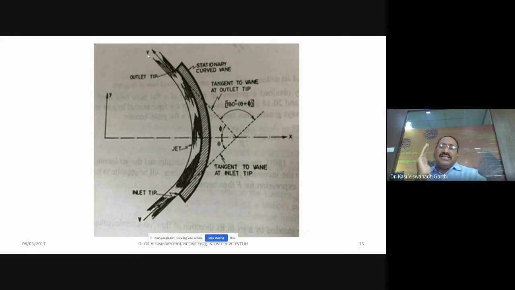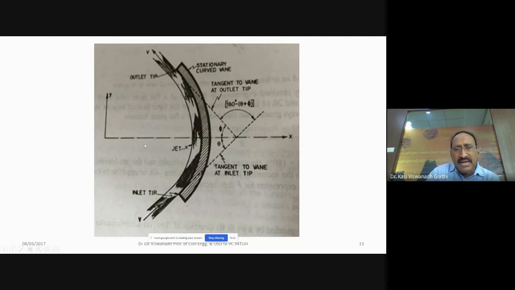So where the liquid jet is entering is called inlet tip. Where the liquid jet is leaving is called outlet tip. You see here, this is the inlet tip. Velocity v is the velocity of the incoming liquid jet, which is striking at the inlet tip of the vane. No shock losses once again. Assume no shock losses. There are no frictional losses. And the liquid jet smoothly glides over the surface of this unsymmetrical curved vane and leaves tangentially at the outlet tip with the same velocity v, but in a different direction.